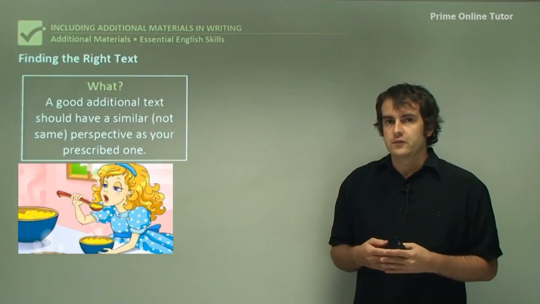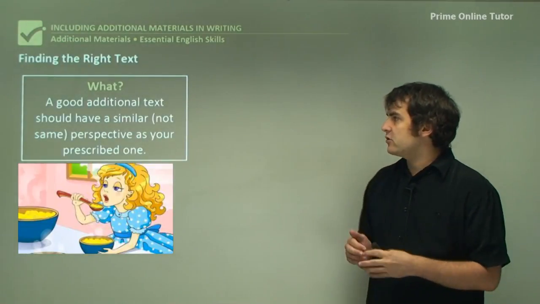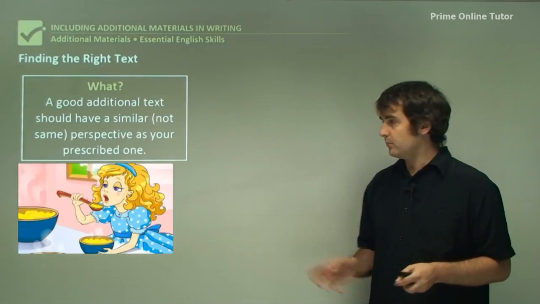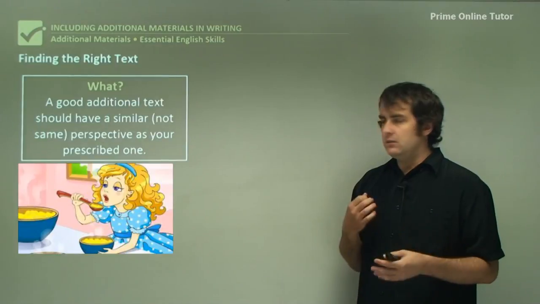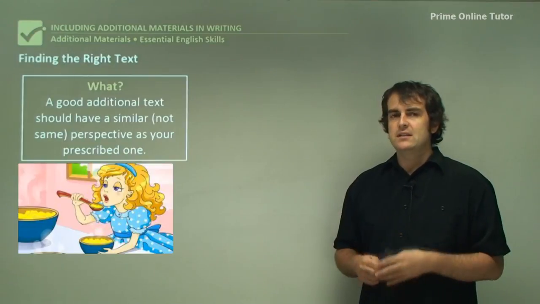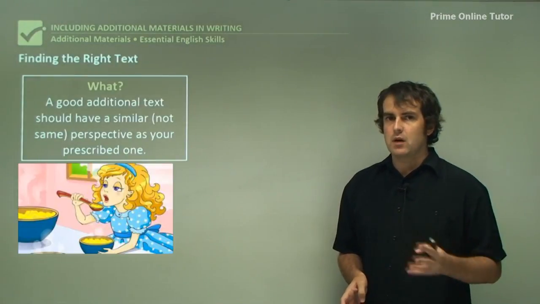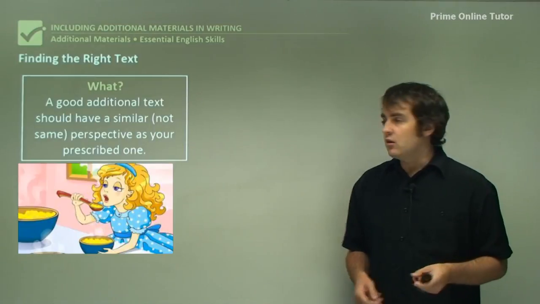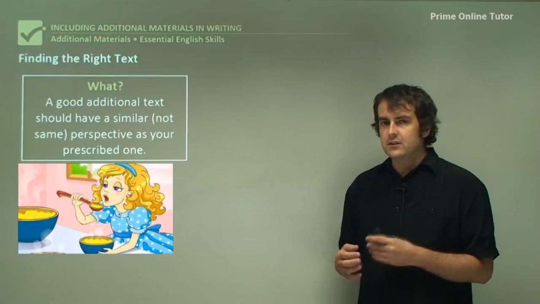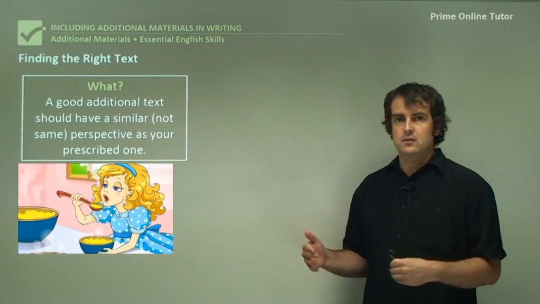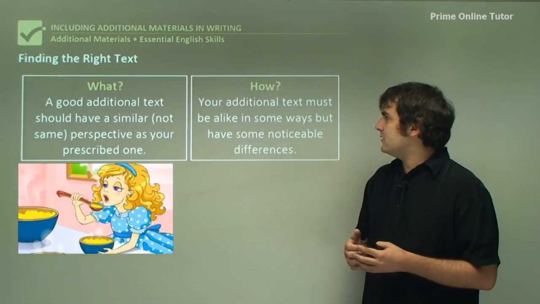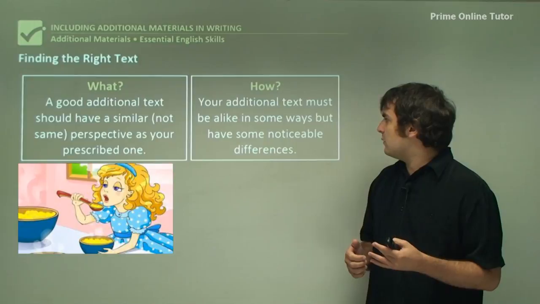Basically, we're going to look at the Goldilocks theory here. First of all, a good additional text should have a similar, though not the same, perspective as your prescribed text. It should be roughly on the same line of thought, but it doesn't represent the exact same ideas that you're representing for your prescribed text. So if it does and you seem like you're repeating yourself, choose something else. If you're having to construct an entirely new argument around your second text, again, not a good idea.